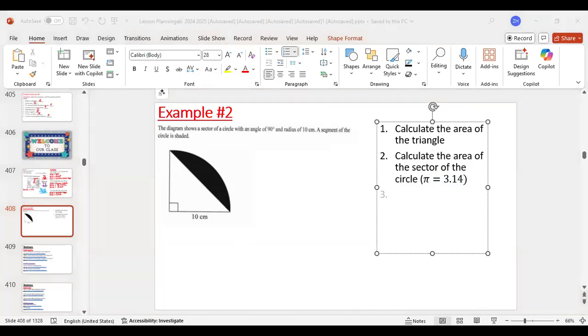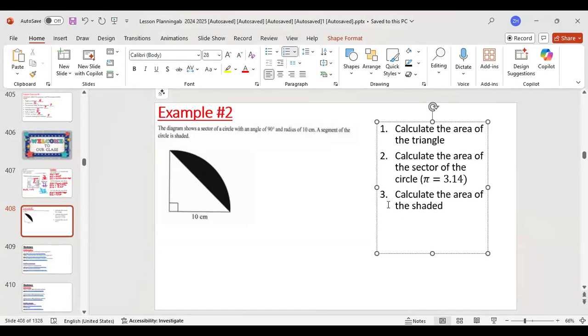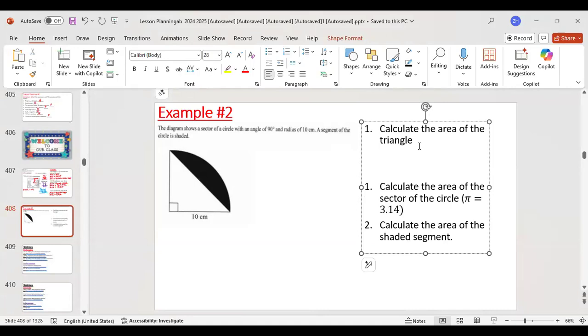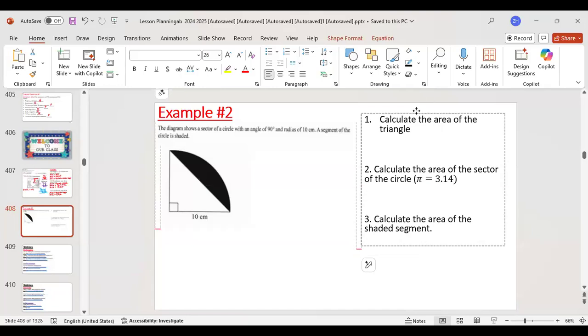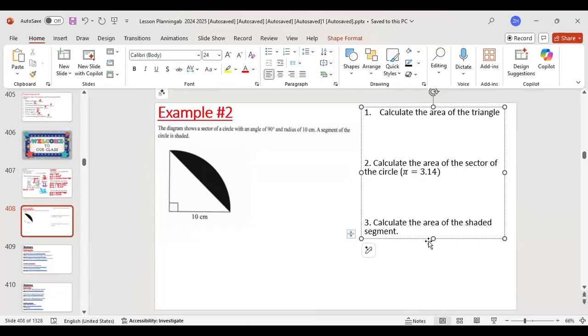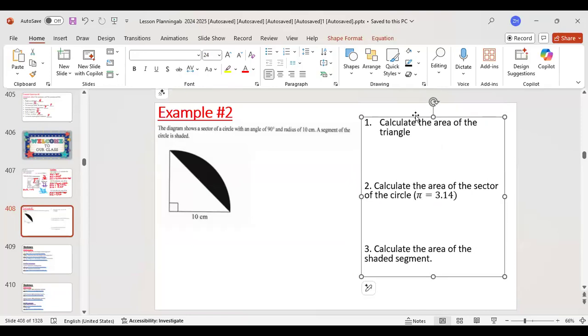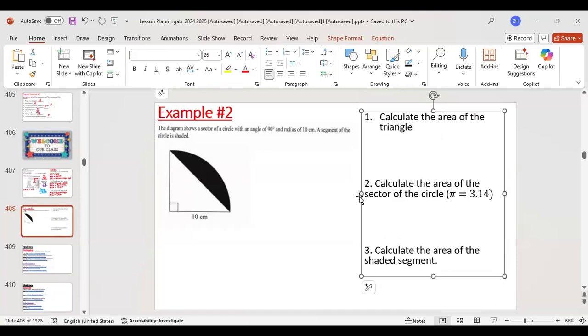Three, calculate the area of the shaded region. So calculate the area of the shaded segment. Make sure I leave space, right? So calculate the area of the shaded segment. So yeah, let's do that. Okay, let's move that down. Boom. So those are 3 questions that we can answer.